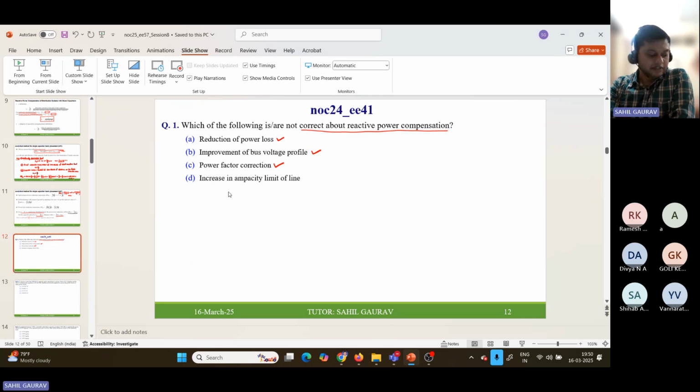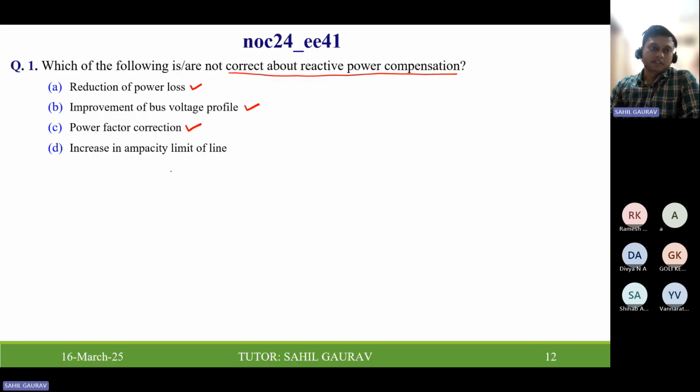Why are they giving this answer D as correct? Because this is the internal characteristic of the line, not due to reactive power compensation. Reactive power compensation, what does it lead to? It leads to less current flowing from the line, but it is not changing the limit, meaning the current limit of the line. That's why this answer is incorrect. So the D option is correct.